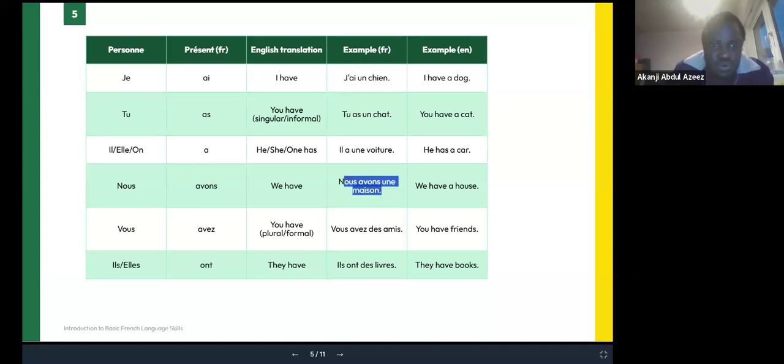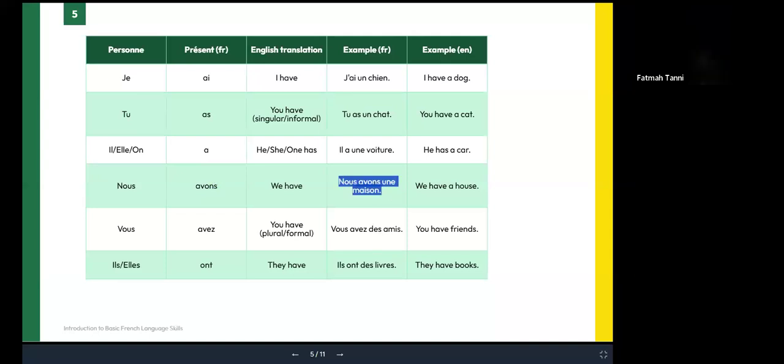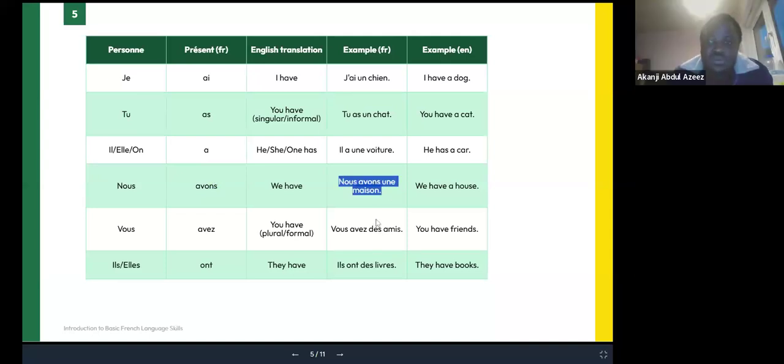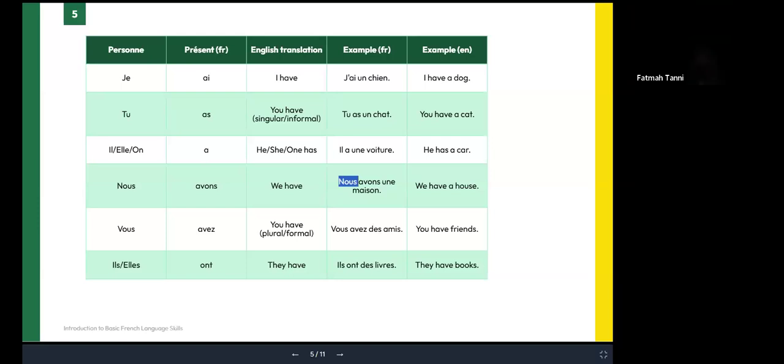Can you pronounce this example, the example I put in blue? Nous avons une maison.